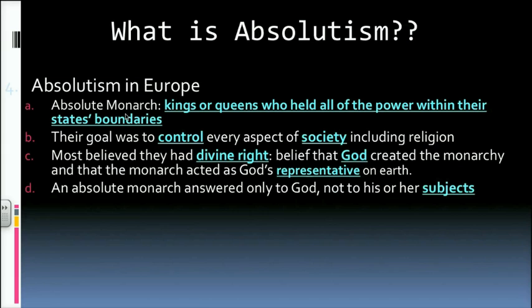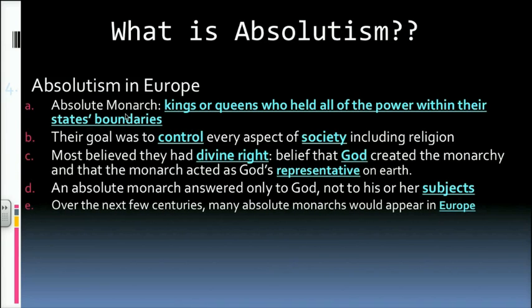So realistically, an absolute monarch answered only to God, not to his or her subjects. And that's problematic because the goal of any leader of any country ever should be to take care of their people. Whether you are an emperor or president or king, queen, pharaoh, you name it, they should all have to take care of their people. But if you're not going to listen to your people, if you're not going to understand their needs, there's definitely going to be a reaction that's going to occur. Oftentimes that reaction can be violent. So this whole idea of absolutism absolutely is building us up closer to the French Revolution.